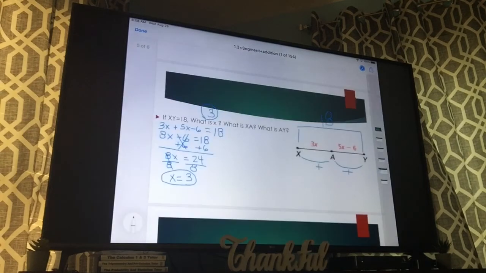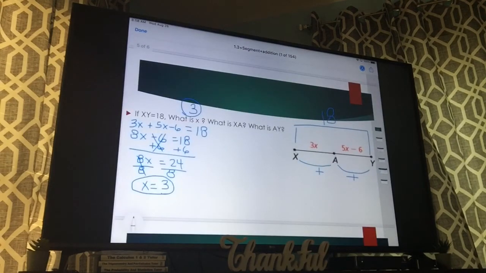Okay, and so now they want to know, well, what is XA? Okay, so XA, we know that it's given that it's 3x. So we need to plug our stuff in. So we know our x value is going to be 3. Okay, 3 times 3 is 9. So XA equals 9. So I'm going to write that in over here.